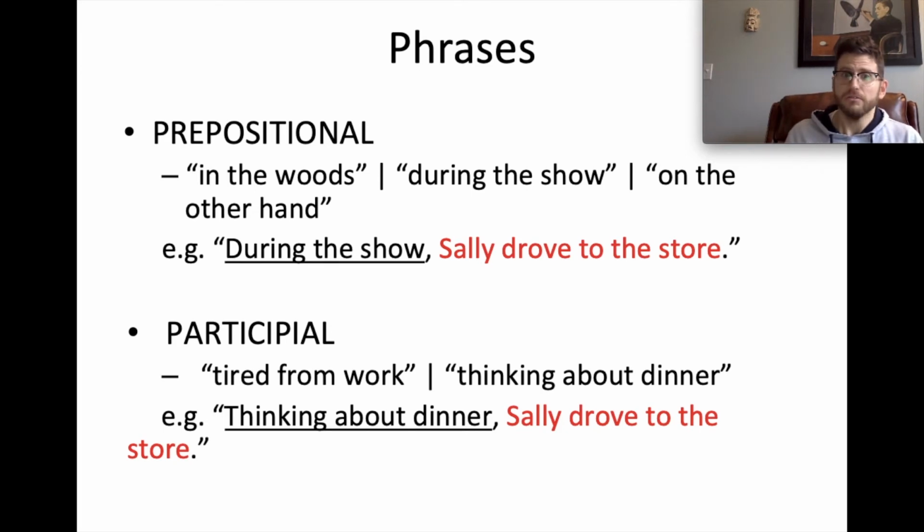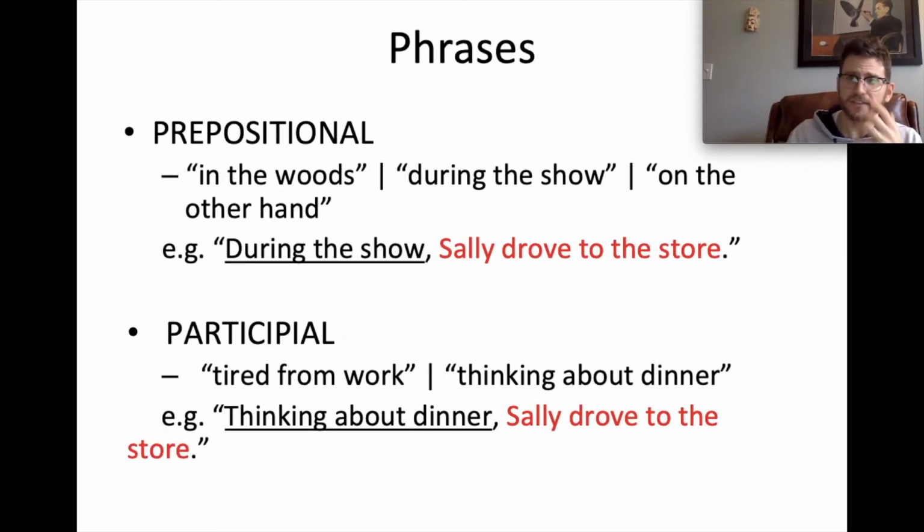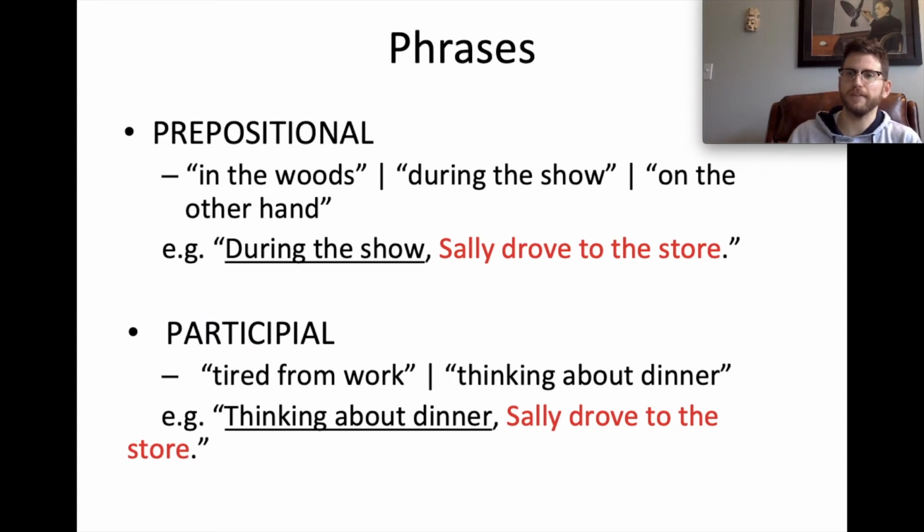So if I take my sentence, just Sally drove to the store. If I take that simple sentence, that independent clause in red there, and then just add a prepositional phrase to it, I have not changed the fact that that is still a simple sentence. Okay? And it doesn't matter, by the way, where I put that. If I put my phrases at the beginning, at the end, the syntax might be wrong, but grammatically it's still going to be a simple sentence because you're adding phrases to it. You're not adding any clauses to it. So if I add a prepositional phrase to that independent clause, it's still a simple sentence.